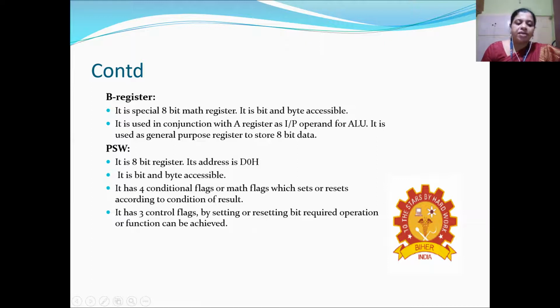Next is the program status word. As I told, when we do some operations, the result of the operations will be reflected in this program status word. This is again bit and byte accessible. The program status word has 4 conditional flags or math flags and 3 control flags. Each flag we can either set or reset based on the result of the operation.